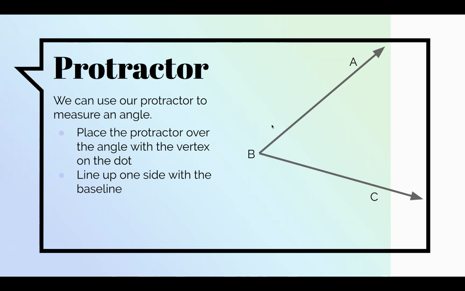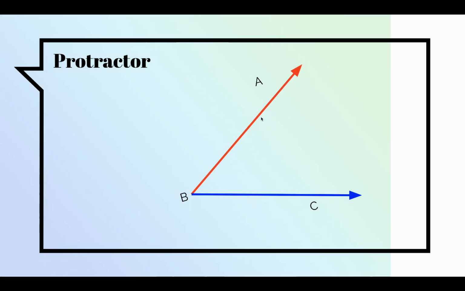And you're going to place that center point over the vertex, and then you're going to line up one of the sides, maybe this side, with the baseline that's on the protractor. And I'll give you a visual in just a second. And then you're just going to read where the other side intersects the protractor. And there's going to be 2 different directional numbers, depending on if you're measuring to the right or to the left. So here's a visual.